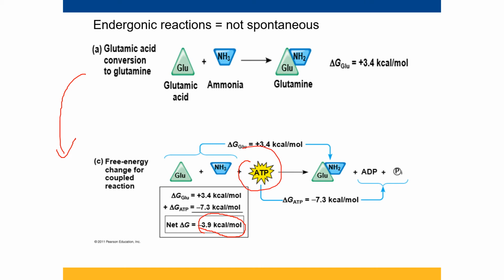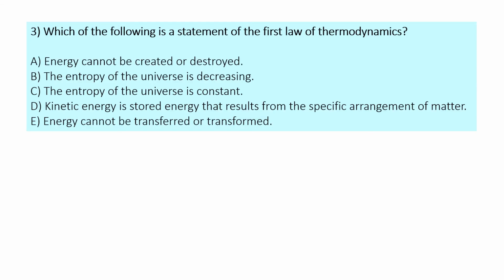And as I told you before, you have many reactions that don't take place spontaneously, like the transport of some molecules at the cellular level. Some mechanical work at the cellular level is not going to happen spontaneously. You will need ATP. So why is ATP important in metabolism? Because it allows you to couple exergonic and endergonic reactions. So that is the answer. Now let's go to the next question.